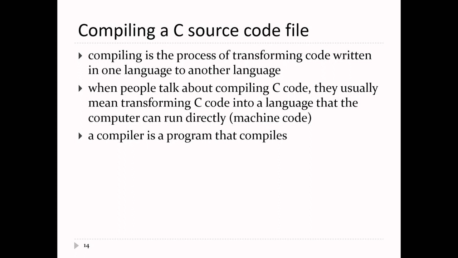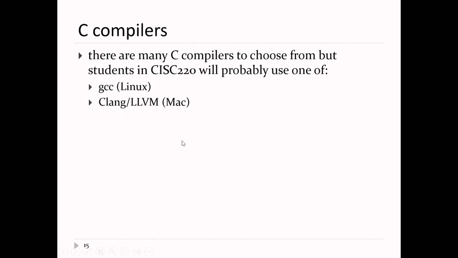Normally, though, when people say they're compiling a language, they're taking the language and turning it into an executable program. So that's normally what people mean. A compiler is just a program that compiles. So there are many C compilers for you to choose from.